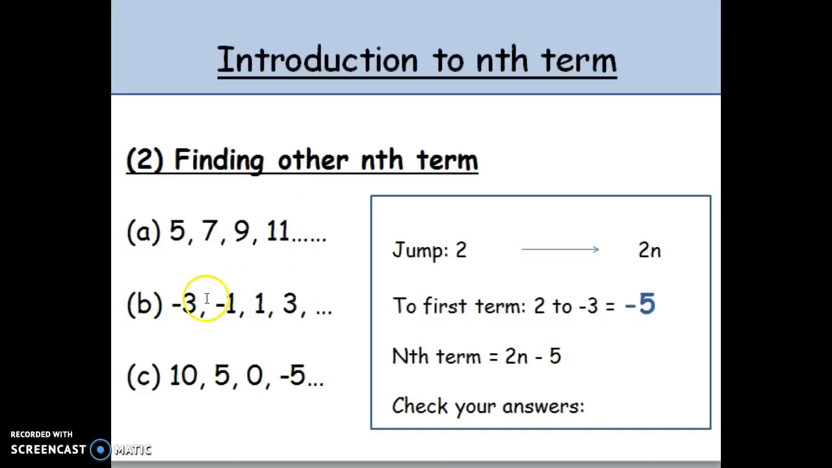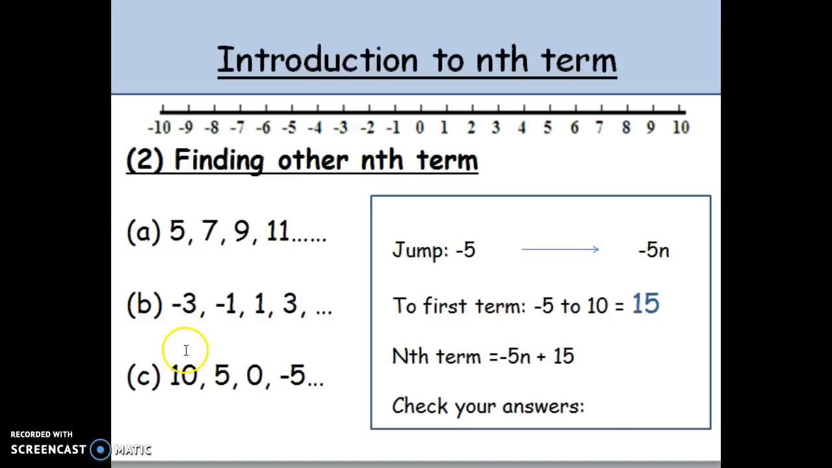Okay, number 2. From negative 3 to negative 1 to 1 to 3, the jump is 2, and again it'll be 2n. Now you look at it from 2 to your very first term of minus 3, and you can see that what I really need to do is minus 5. So your nth term is 2n minus 5. Once again, to check your answers, try the very first term. 2 times 1 is 2, and 2 minus 5 gives us minus 3. And on our fourth one, 2 times 4 is 8, minus 5 gives us our answer of 3.